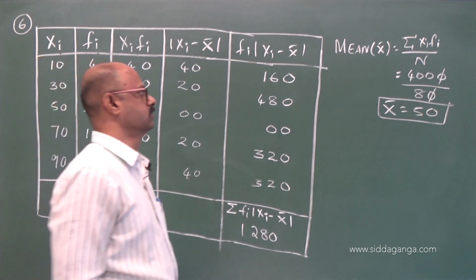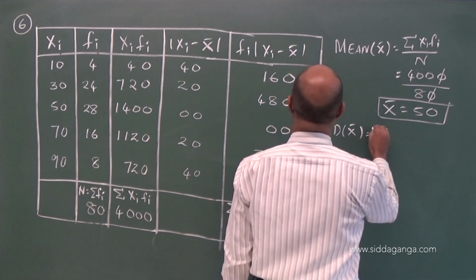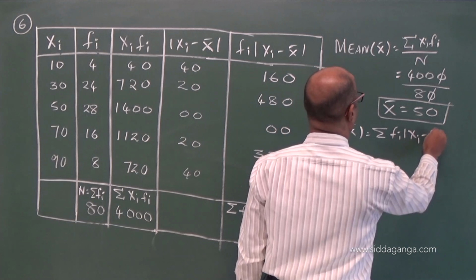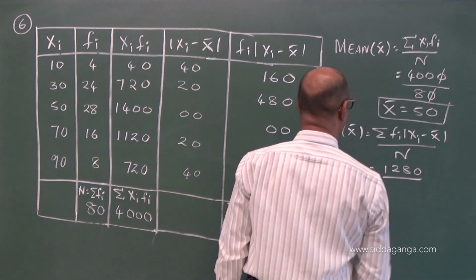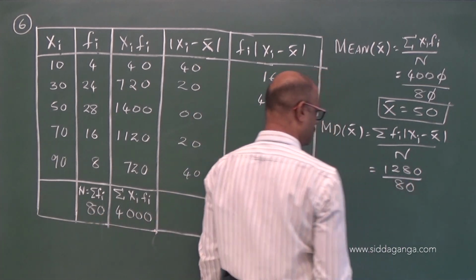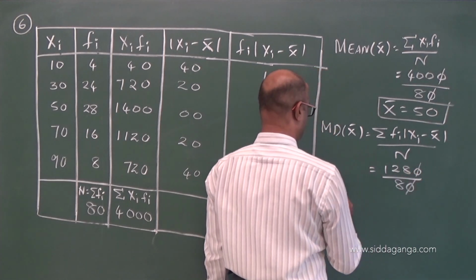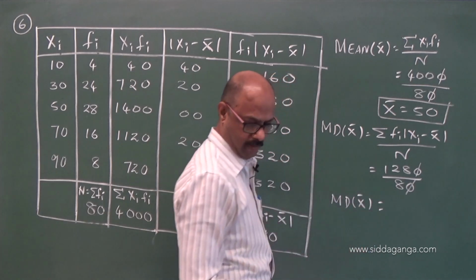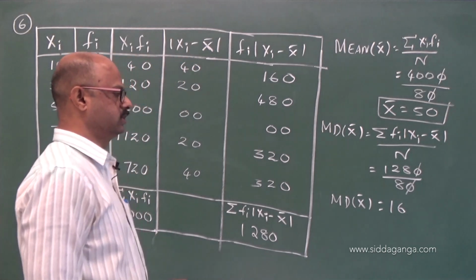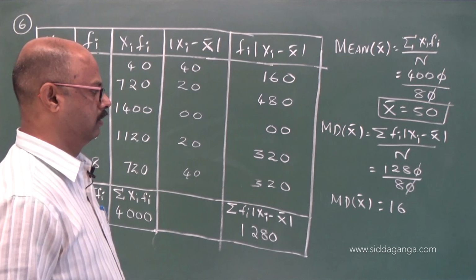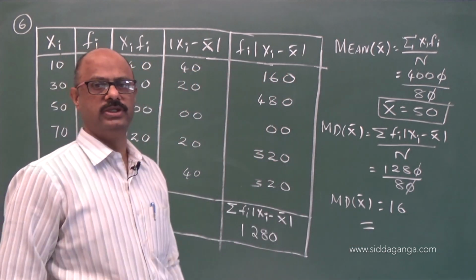Now find the mean deviation. Mean deviation, we denote it as MD of x bar, given by the formula summation fi into modulus of xi minus x bar divided by capital N. So this is 1280 divided by capital N, which is 80. The zeros get cancelled. You will get 16 8s are 128. So the final answer, mean deviation, MD of x bar, is equal to 16.